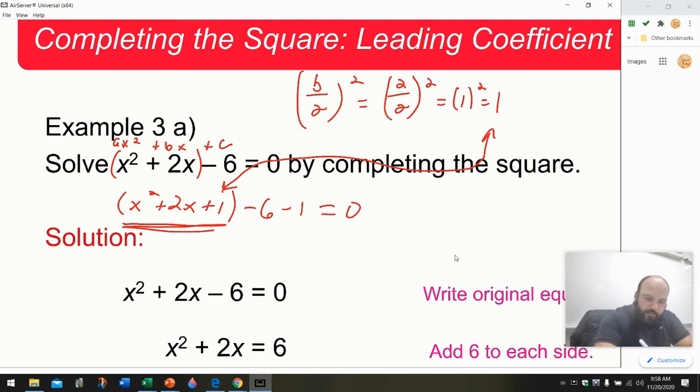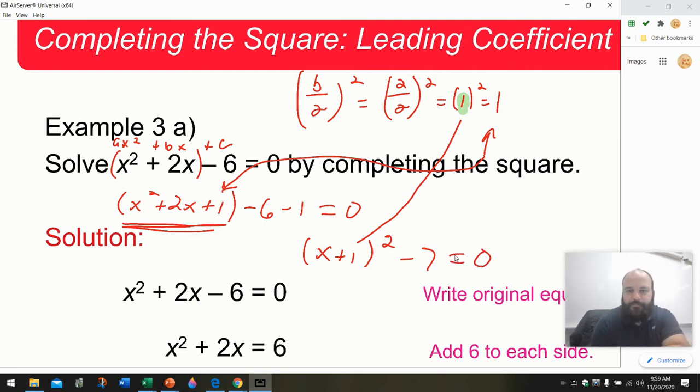Or you can simply look at what the number is up here, and that will tell you exactly what number goes in the next part. So we have (x, and then in this case, this was a +1. So we write +1, and then it's the quantity squared. And then right here, you can see we have -6 minus 1, which becomes -7. And then the whole thing equals 0.